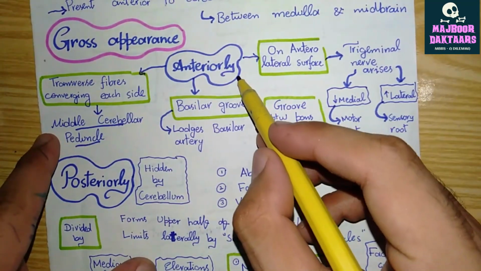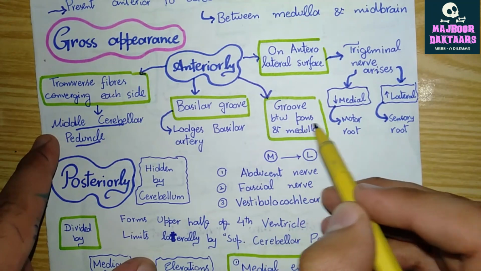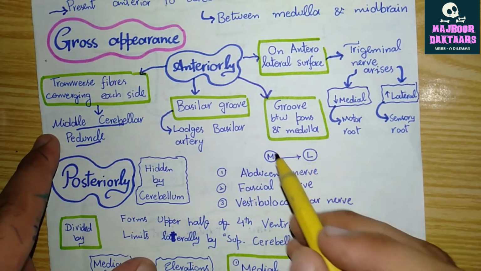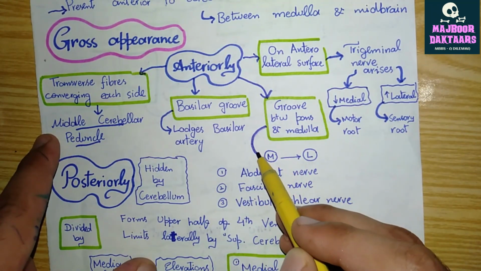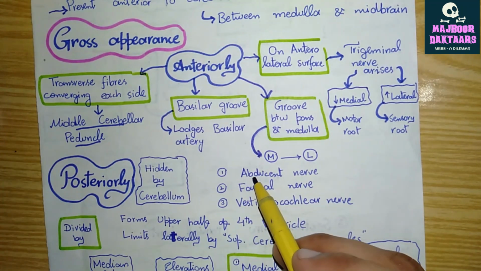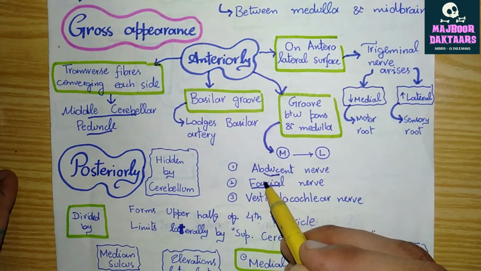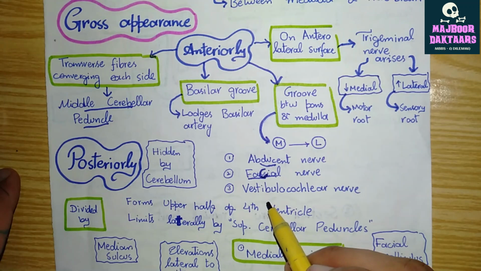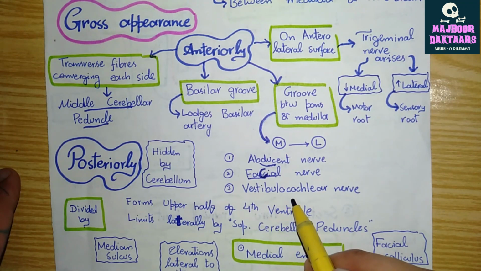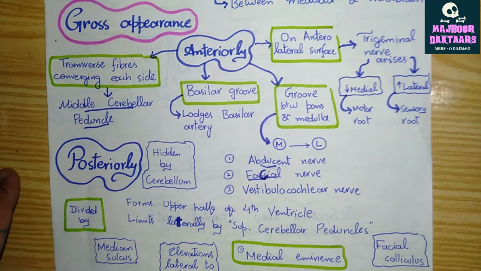Now on the anterior aspect, there is a groove between the pons and the medulla below. From medial to lateral side it gives rise to three nerves: the abducens nerve, the facial nerve, and the vestibulocochlear nerve.